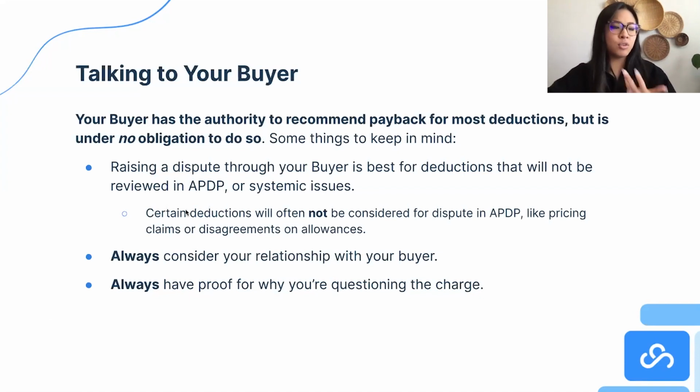There are certain types of deductions that are not to be considered for dispute in APDP. Examples are pricing claims or disagreements on allowances. If you used to do the dispute process through Direct Commerce, you technically could have submitted disputes for any types of deductions, but with APDP, they have limited that. You can do shortage type deductions in APDP, but things like pricing claims or disagreements, you typically have to flow through your buyer. Why that is makes a lot of sense. Pricing claims are usually going to be a conversation that you've had with your buyer. Same thing with allowances, it's going to be contract based.